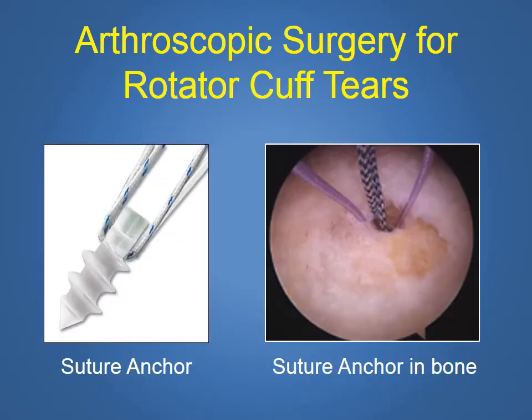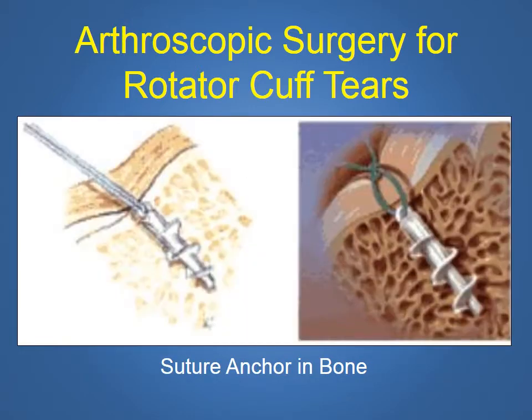The rotator cuff tear is fixed by placing small plastic screws with sutures attached into the bone where the tendon should be attached. The screws, called suture anchors, are seen in this slide before and after they are placed into the bone. Once these screws are placed into the bone, the stitches are then passed around the tendon, and when the stitches are tied together, the tendon is pulled back down to the bone.